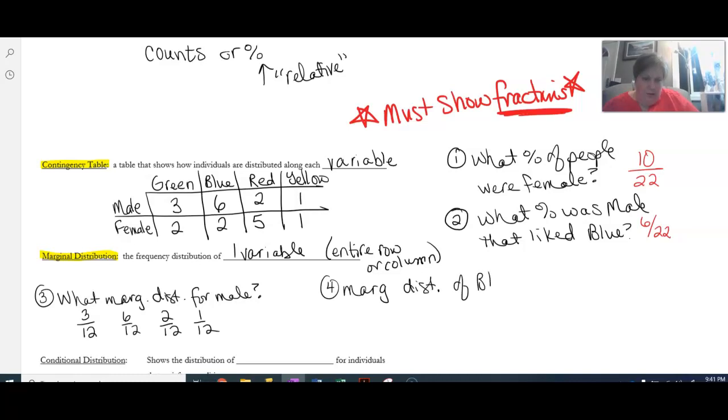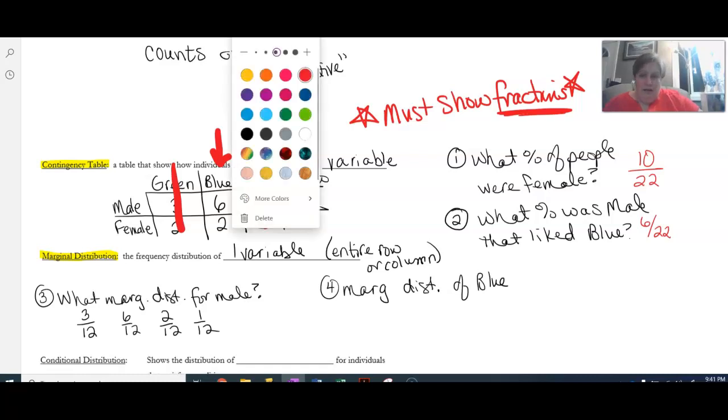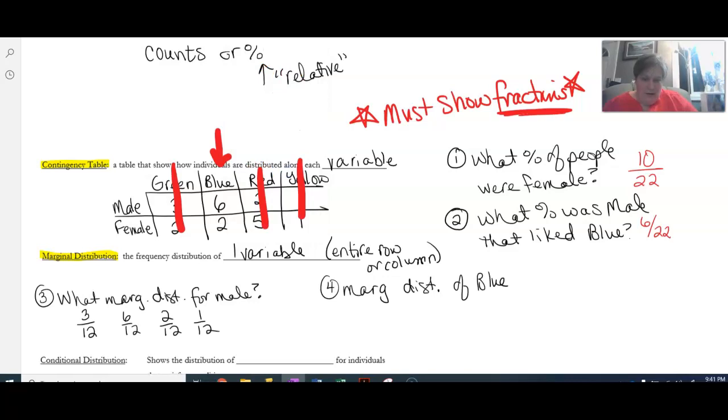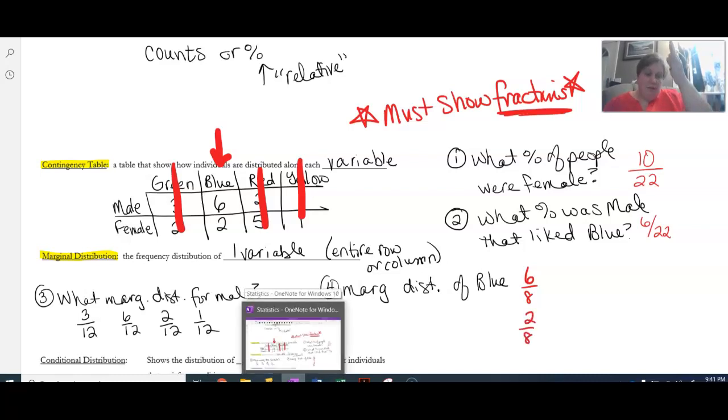Marginal distribution of blue. So blue, this time, goes up and down. That means I'm going to ignore everything else. I'm just going to look there. And so when I do that, that's going to give me the first blue is 6 out of 8, and then 2 out of 8. But you notice because it was vertical, I wrote the answers vertical.